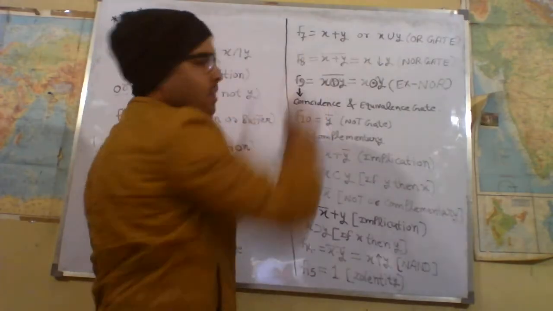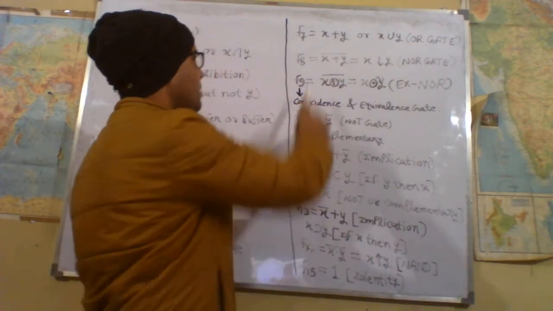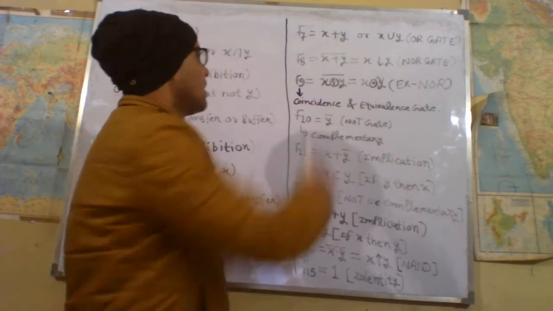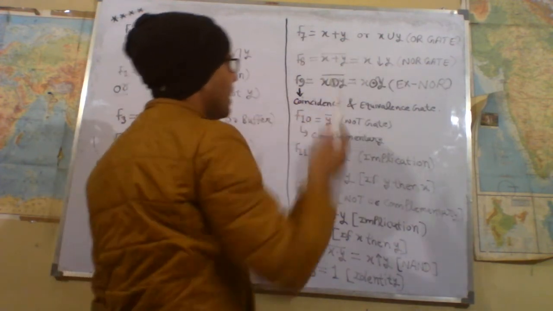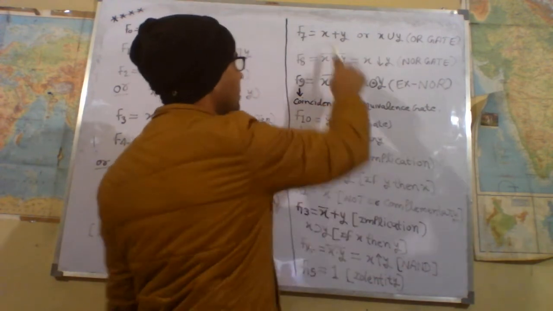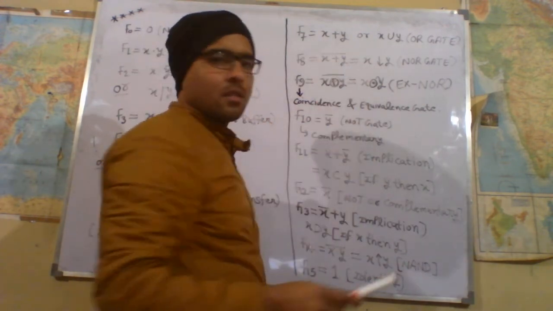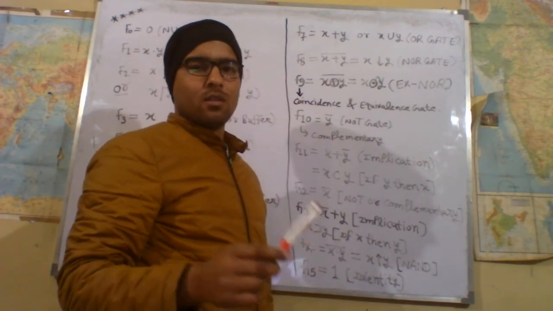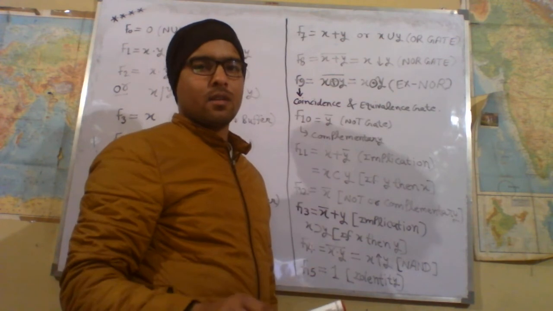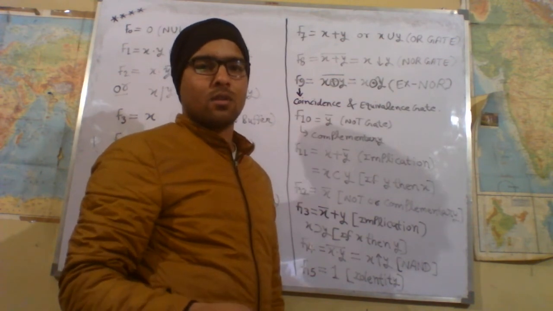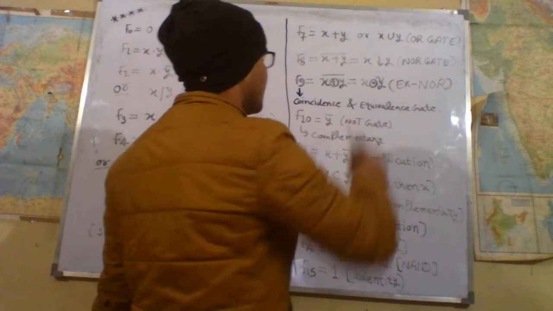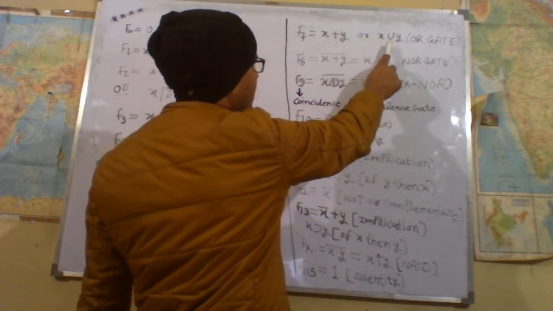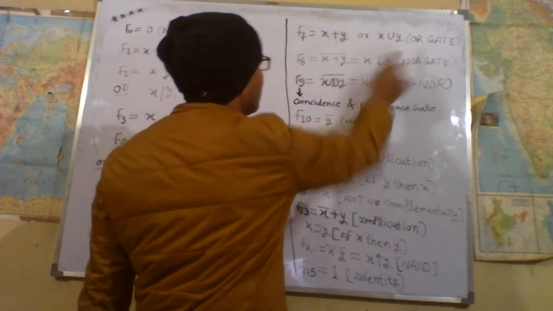Next is F7. So what is F7 having? F7 equal to x or y. So what is the meaning of x or y? x or y means OR operation, and here we will add the digits. If you are having 0 0, then it will give 0. 0 plus 1 is 1. 1 plus 0 is 1, and 1 plus 1 is 1. Like this you can remember how to learn the truth table. That is very easy. So x union y, we can also call it union. So x union y is also called OR gate.